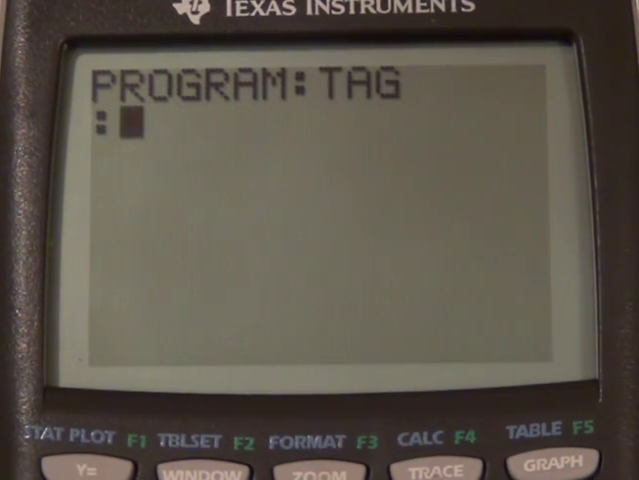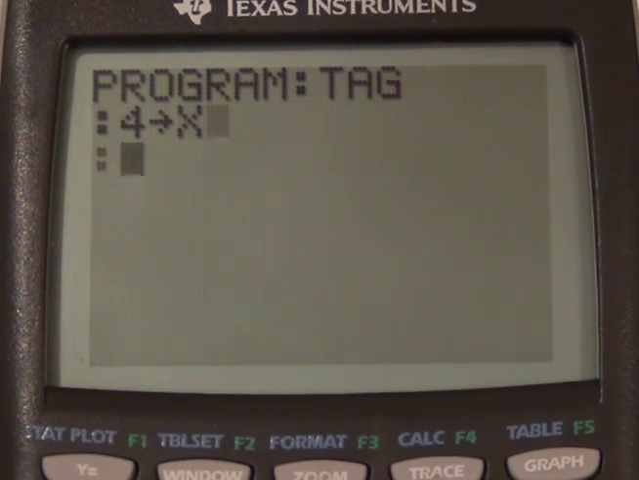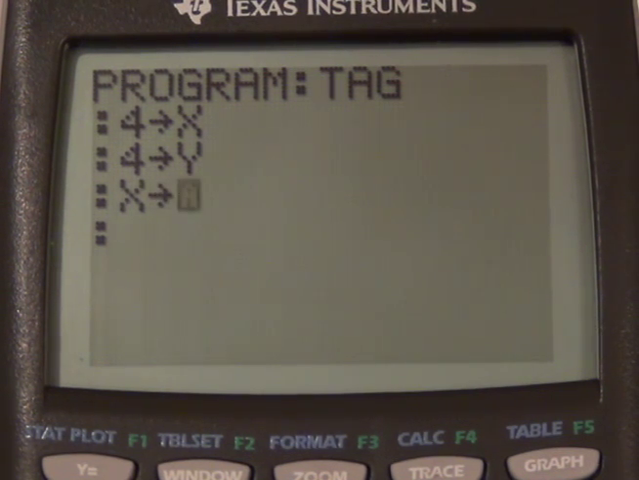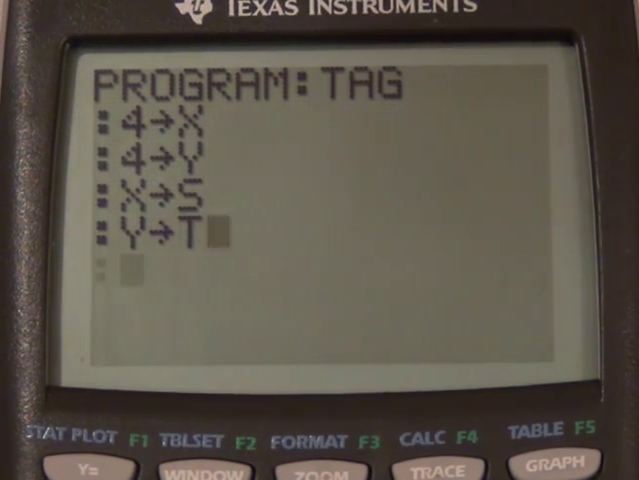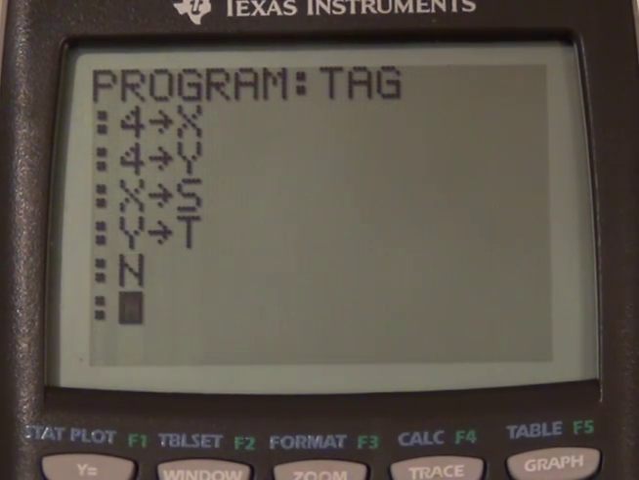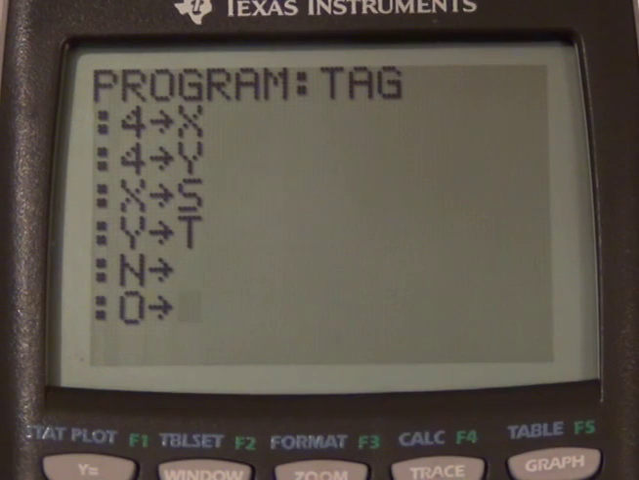Okay, so we're going to basically start off our coordinates, and then we're going to have our enemy's coordinates. I'm going to get our erasing coordinates ready, and then our enemy coordinates are going to be N and O.